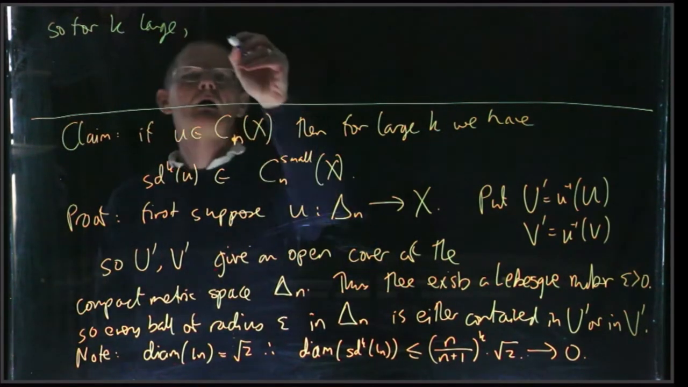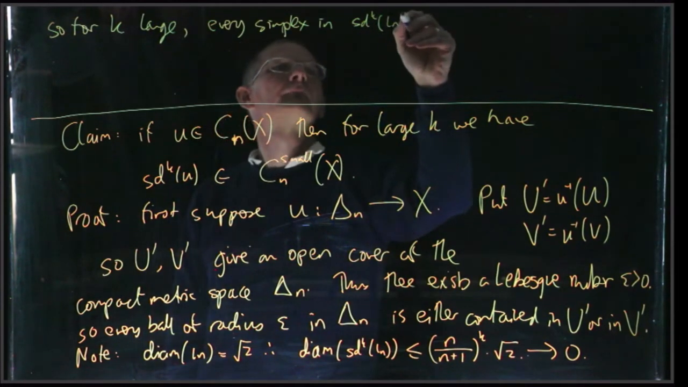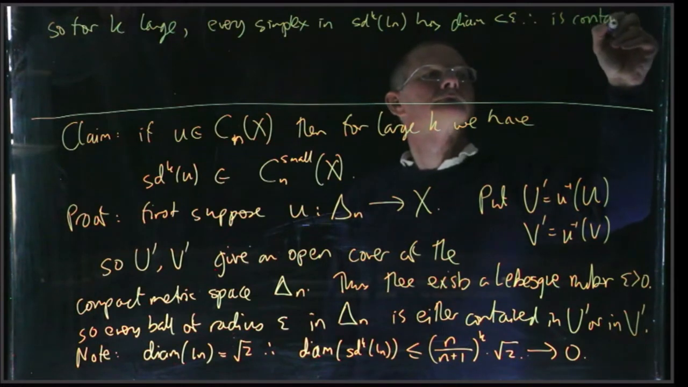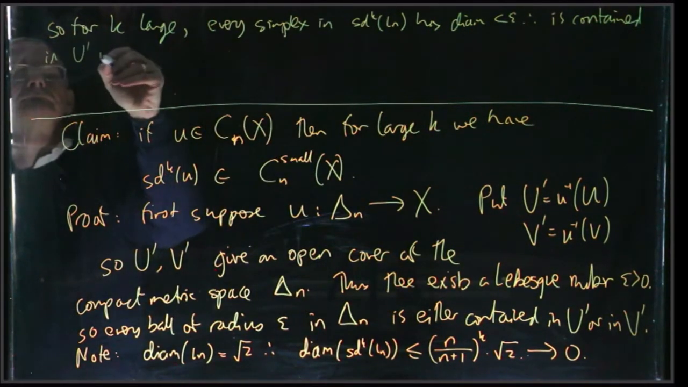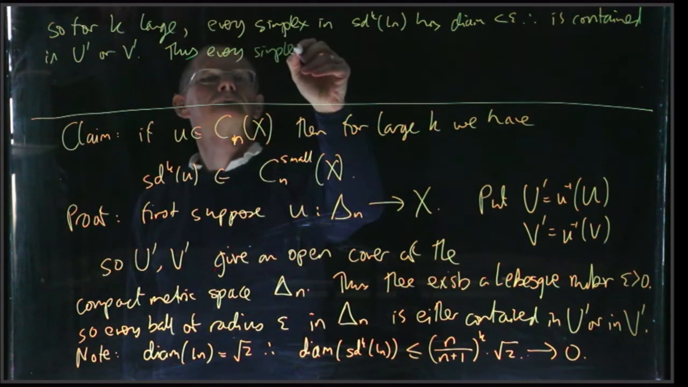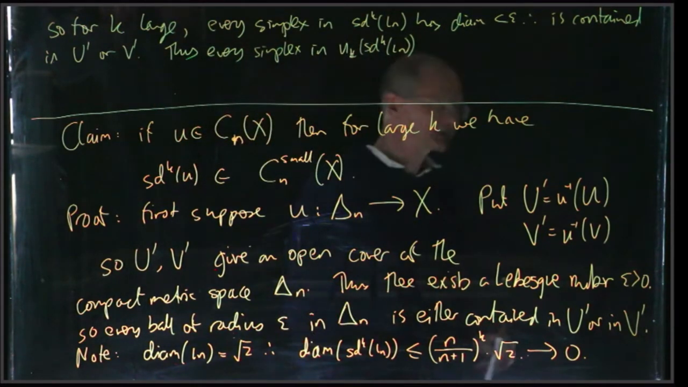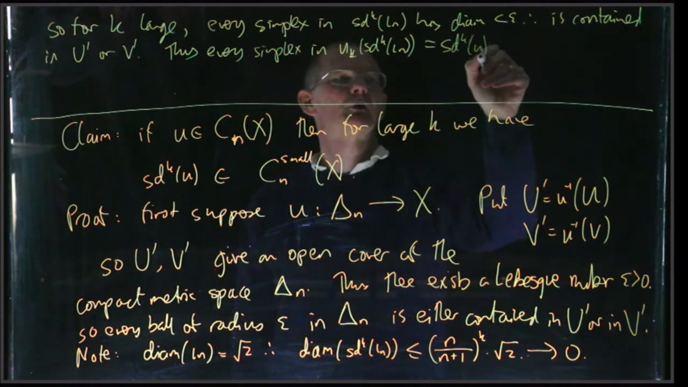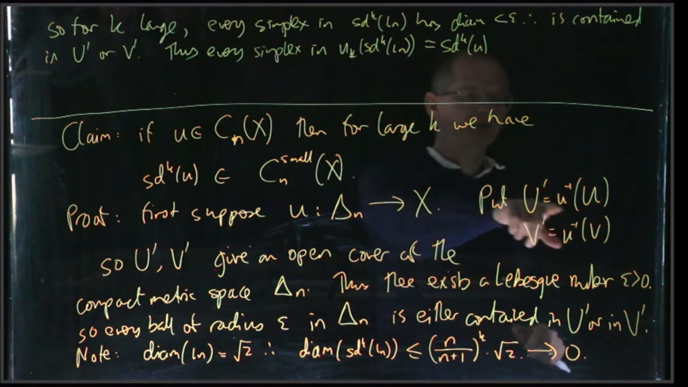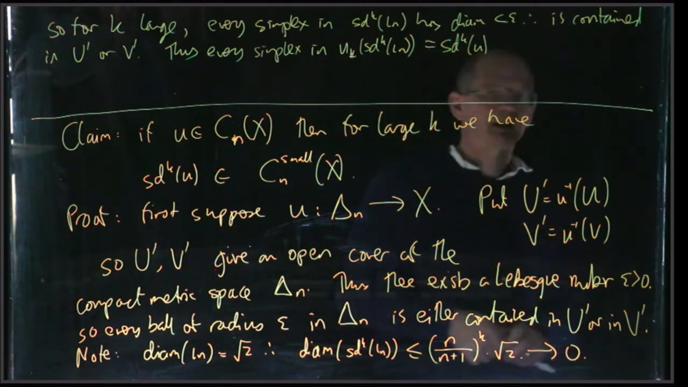So that means that when k is large, every simplex in the k-fold subdivision of iota n has diameter less than epsilon. Therefore, it is contained in U prime or V prime. And that means that every simplex, when we apply u hash to this, is the same as getting the k-fold subdivision of u. The k-fold subdivision of u is what we get by taking the k-fold subdivision of iota n and pushing it forward by u. If you've got a simplex that's contained in U prime, when you push it forward by u, it will land in U. And if you've got a simplex that's contained in V prime, when you push it forward by little u, it will be contained in V.